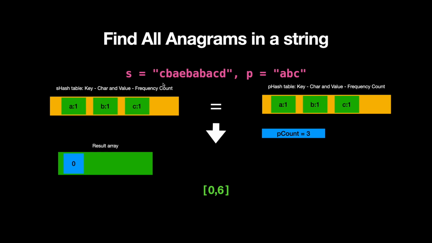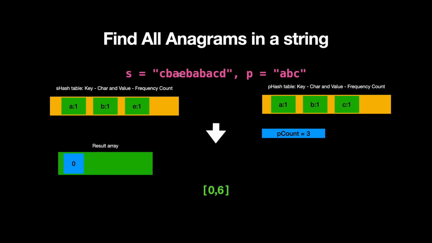So we'll remove the C from our hash table, and we will insert E over here, right? So now the next sliding window would have BAE. So if this S hash table is equal to P hash table, it is not equal to P hash table, then we'll not insert this index 1 in our array.